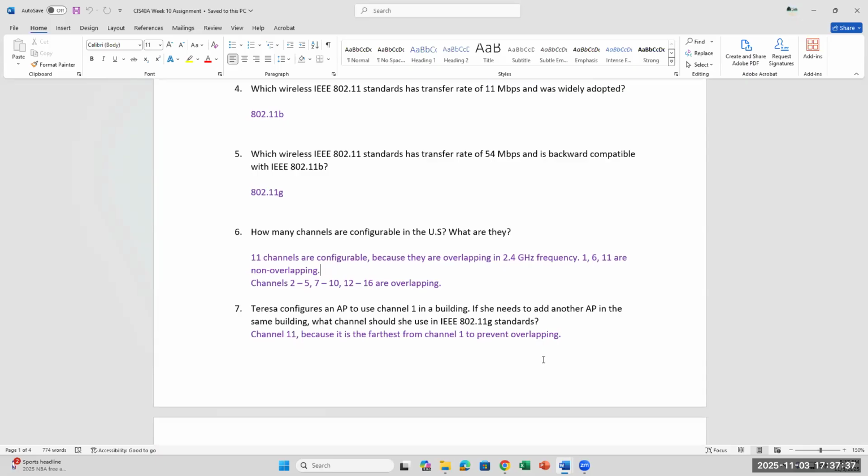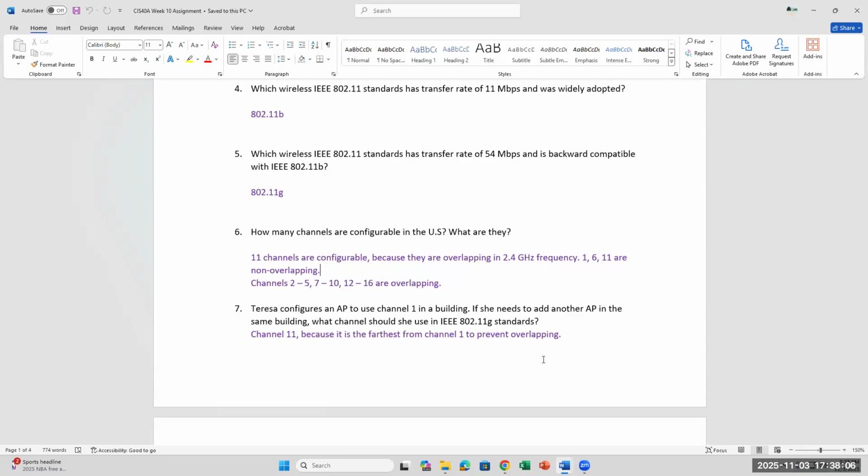If the first one is 1, usually that's the default with 802.11g. Then you can go into the actual router interface, right? Like by typing in the IP address or using the app. And then you would modify the channel for that band, 2.4 gigahertz, and change that to 11. Just keep in mind that it needs to be the farthest, because it's in the same building.